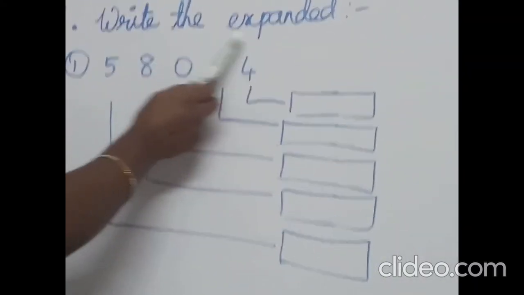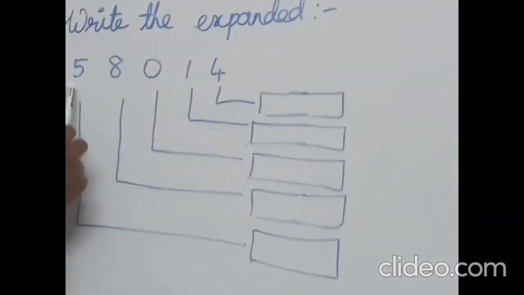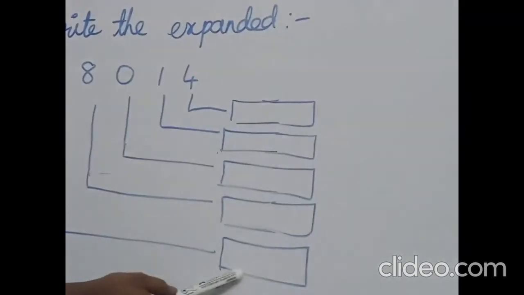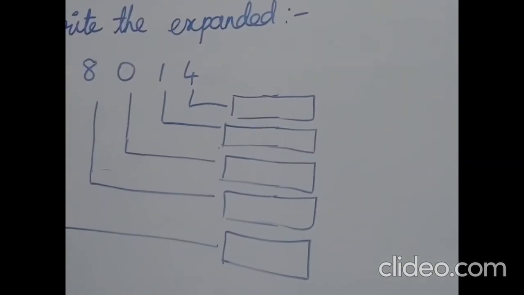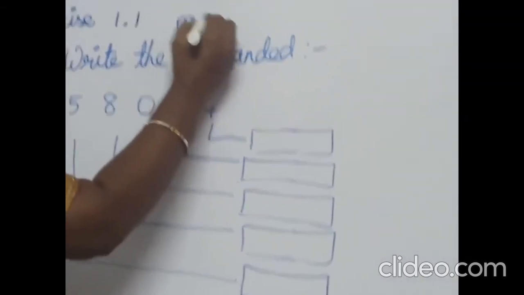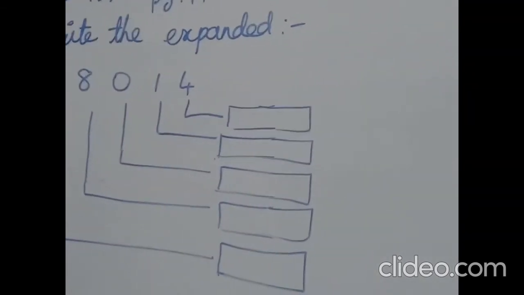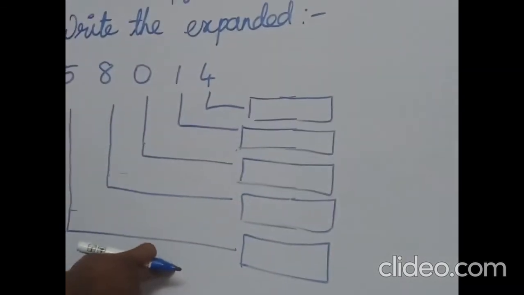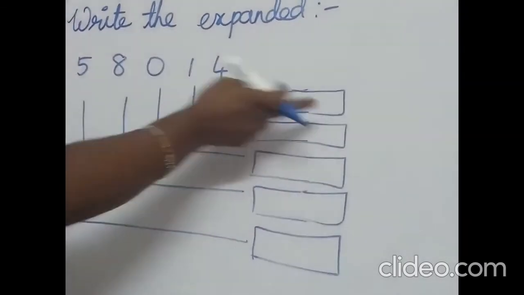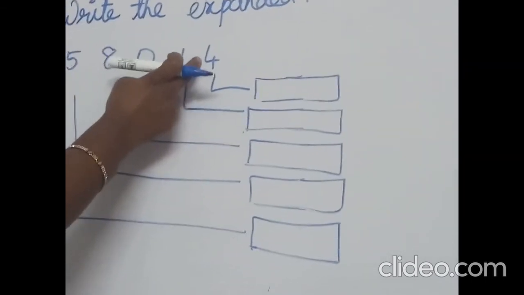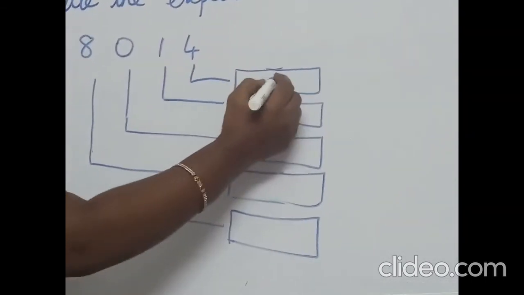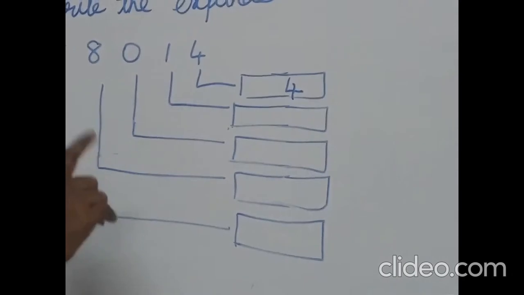F1, write the expanded form. So they given a number with a box in your book page number 11. Take your book page number 11 and you can complete the sum. I will do one sum. You can do the another sum also. Okay, see here number 4 in the place of ones. So you have to write in the ones place 4.